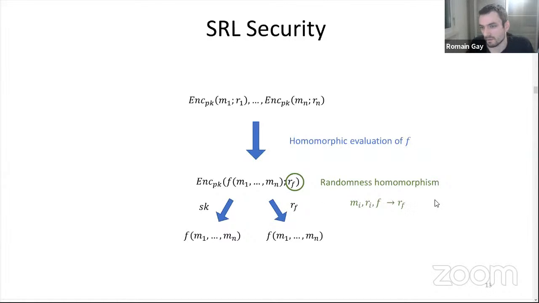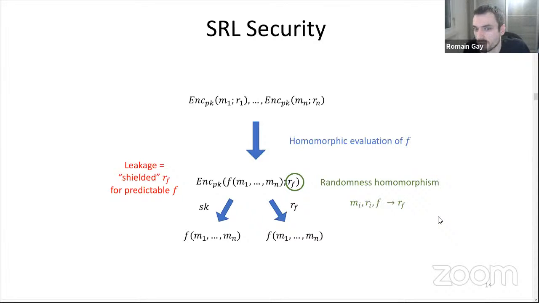And the extra property we consider is that you can compute this evaluated randomness directly from the original messages and the original randomness. And you can decrypt with a secret key, of course, but you can also open this evaluated ciphertext with this evaluated randomness. So consider an FHE with this property, which is in particular the case of GSW. And the leakage we consider is going to be this evaluated randomness, a shielded variant of this evaluated randomness for some functions f.